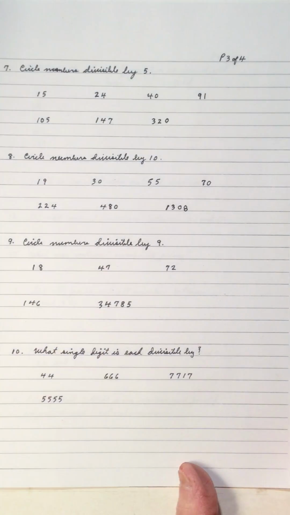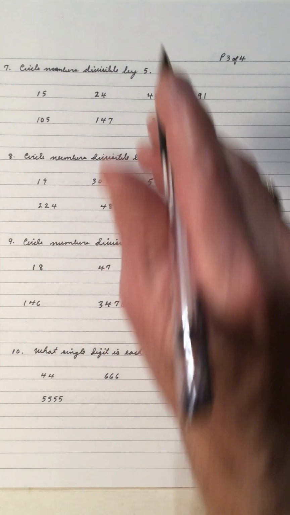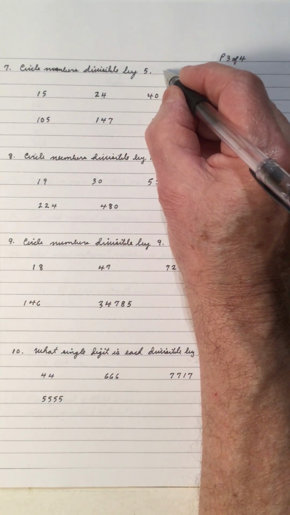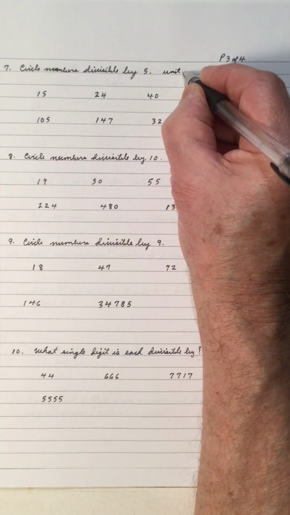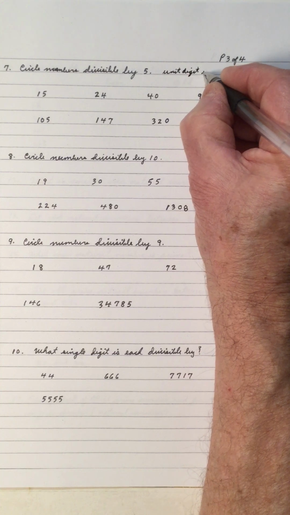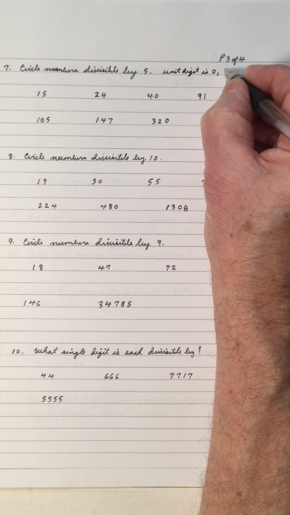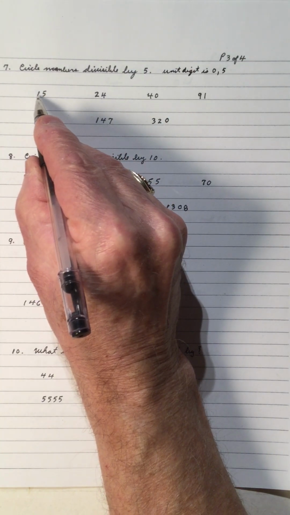Let's look over some more divisibility rules. What about divisible by 5? A number is divisible by 5 if the unit digit is 0 or 5.